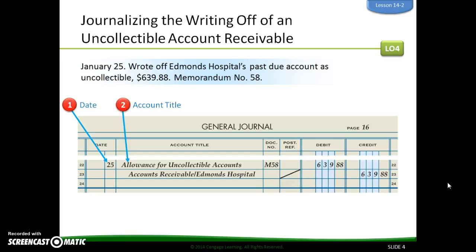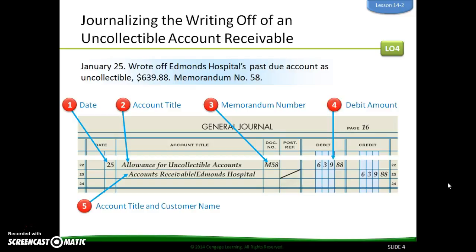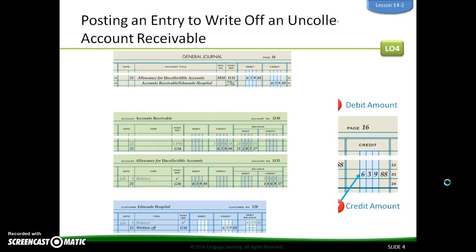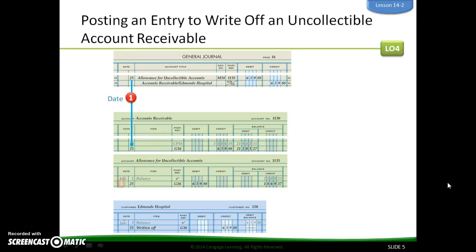Okay, so in our general journal, we want to make sure we date that we did this on the 25th. The account title is Allowance for Uncollectible Accounts, and we use Memorandum 58. So you can see the amount of debit, and then in accounts receivable, we're going to go ahead and credit Edmonds Hospital. All right, now make sure that we also note in our accounts receivable ledger for Edmonds Hospital that we have now zeroed out that account balance. We're going to reference General Journal page 16 to do that. And you can see that there's a posting to the accounts receivable, the allowance for uncollectible accounts, and then the Edmonds Hospital.